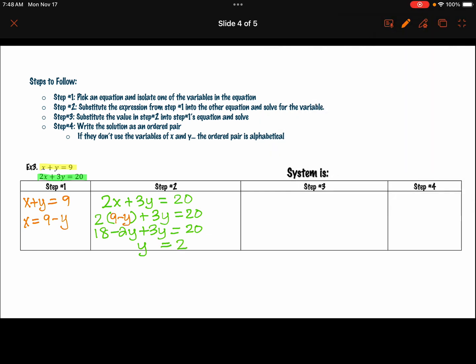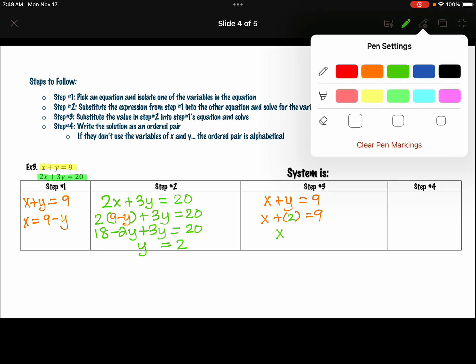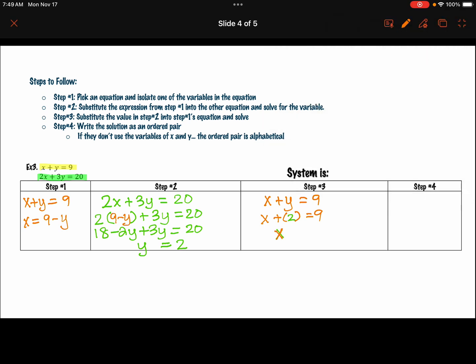Okay, now I'm going to come back to the first equation. X plus Y equals 9, X plus, and I'm going to substitute in what I just found Y to be, which was 2. So X equals 9 minus 2 is 7. So then my final answer is going to be (7, 2). So again, this is consistent and it's independent because we had one solution.